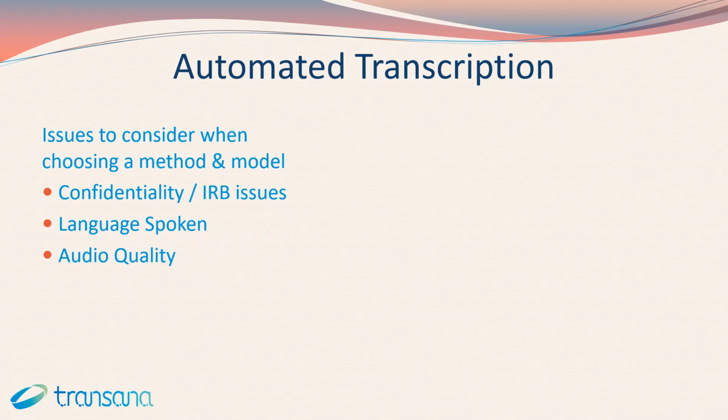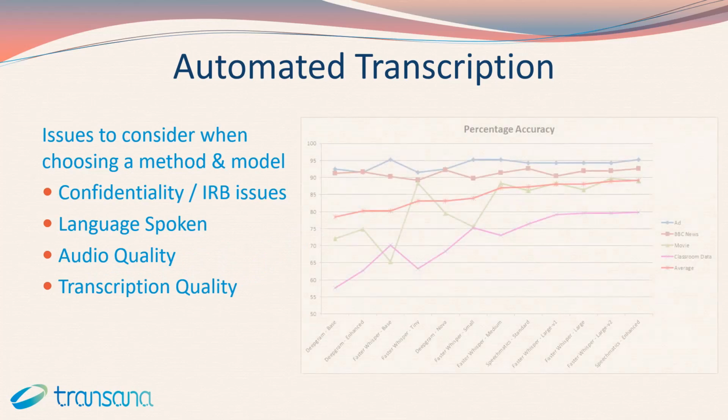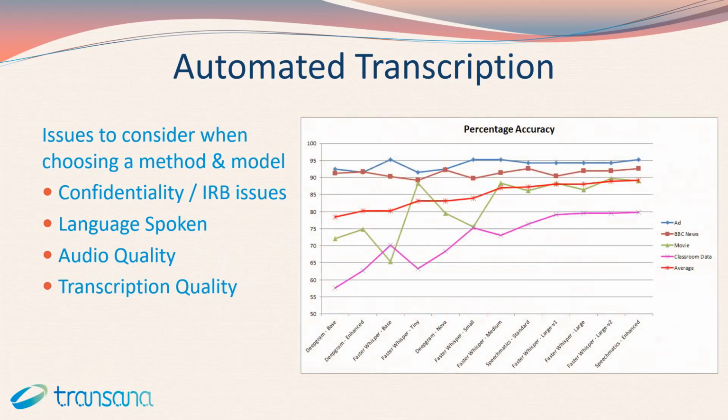Audio quality, the quality of your data, the quality of the audio that you record for your research makes a really big difference in which automated transcription tool you might choose. Some tools are better than others at data that is less than broadcast quality. There's also the issue of transcription quality. How accurate do you need coming out at the end of the process?